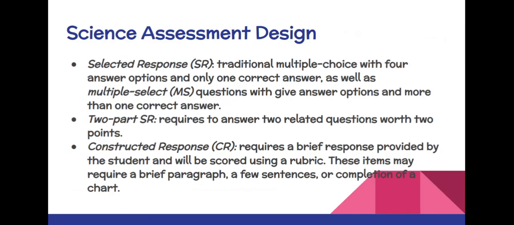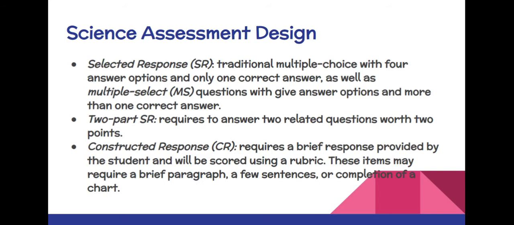And as for science, they're going to see selected response, traditional multiple choice with 4 answer options, and questions that have only 1 correct answer, as well as multiple select questions with given answer options and more than 1 correct answer. So they'll see a few different types of multiple choice questions. They'll also see 2-part selected response questions, which require them to answer 2 related questions worth 2 points. And they'll also see some constructed responses.